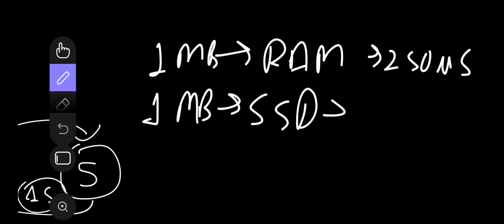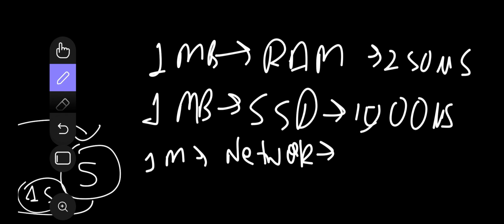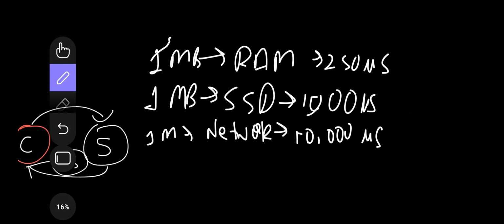Now this time it won't be taking you 250 milliseconds. This time it would be taking you 1000 milliseconds. Similarly, things keep increasing. Suppose you are taking 1 MB from a network. So this time it won't be 1000. This time it would be 10,000. And similarly it keeps happening.